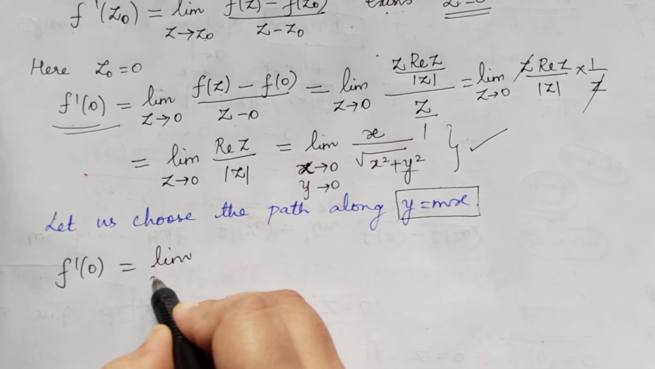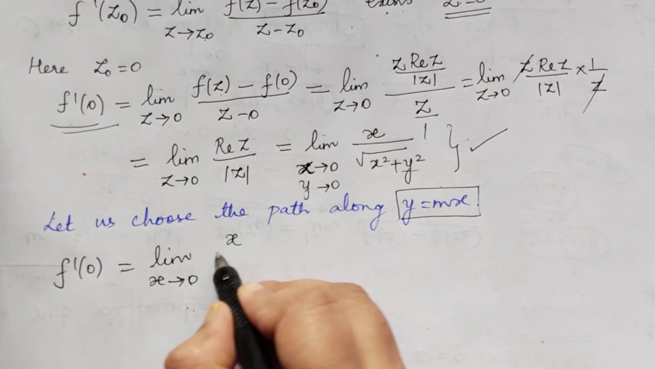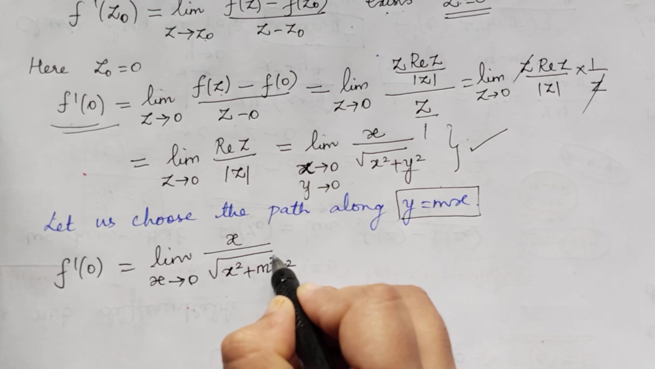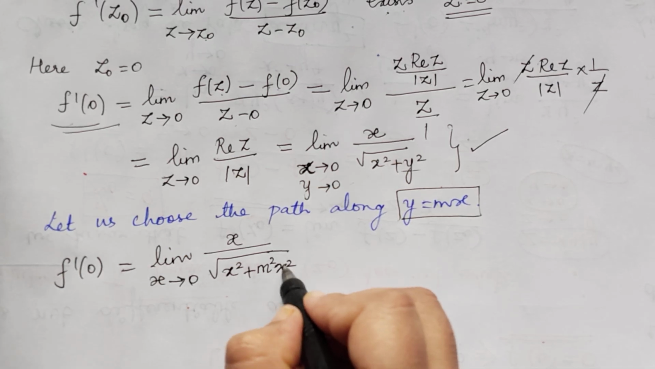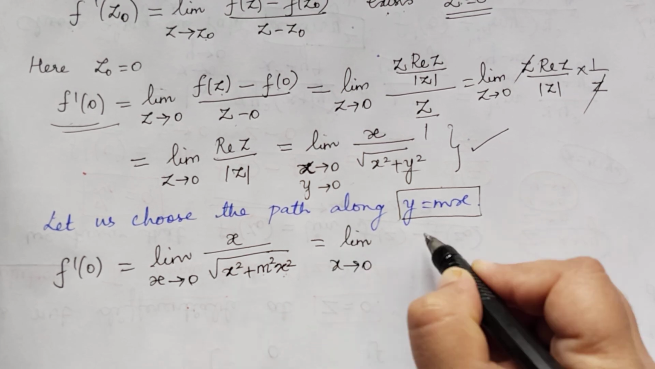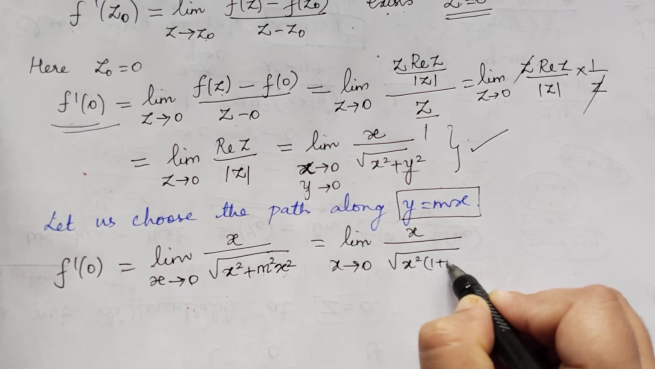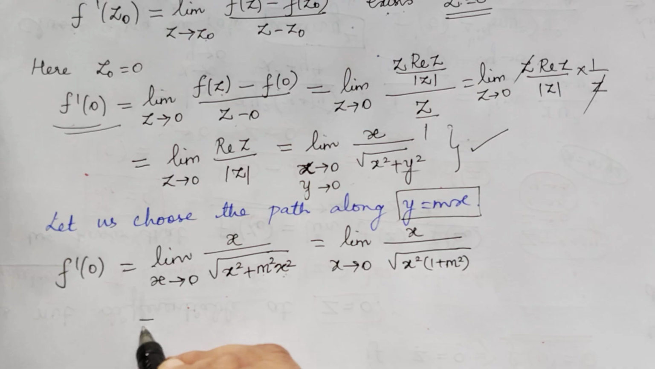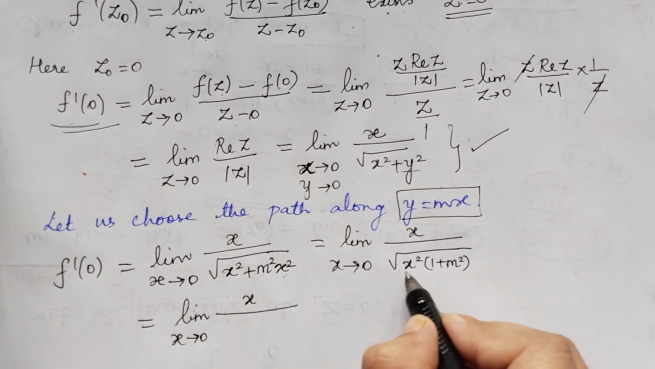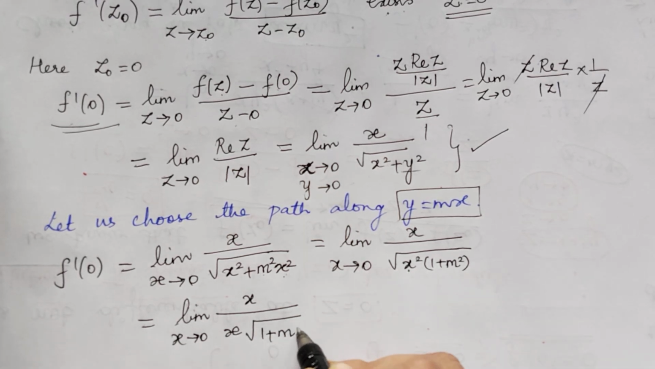So we will have only the limit for x then, since we are changing y in terms of x. So limit x tends to 0, x divided by the square root of x square plus m square x square, because y is equal to mx, y square we have to write, so m square x square. So that is equal to the limit x tends to 0, x divided by, now the square root of x square is in common, and then 1 plus m square. So further this can be written as the limit x tends to 0, x divided by, when this x square comes out of the square root, it will become x times the square root of 1 plus m square.